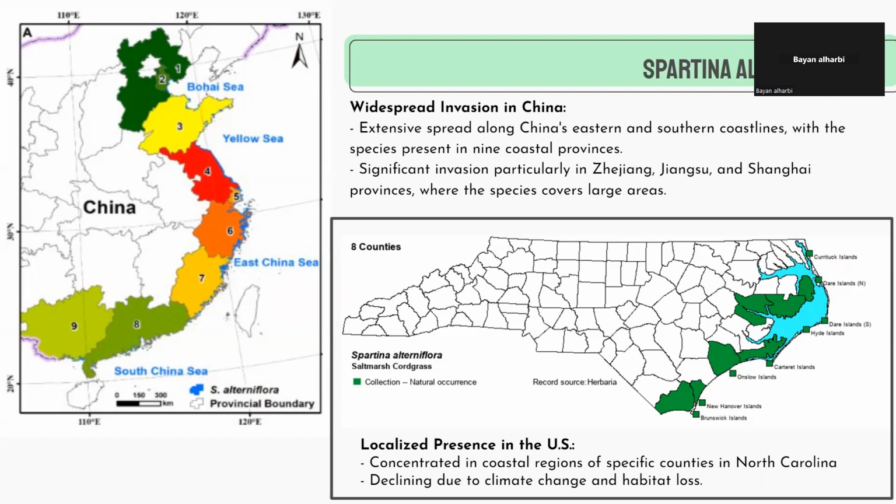This slide shows how widely it has spread along the China coastline, especially in certain provinces, but in the United States, it's found only in some areas on the Atlantic coast. So now I'll move on to discuss the data part.